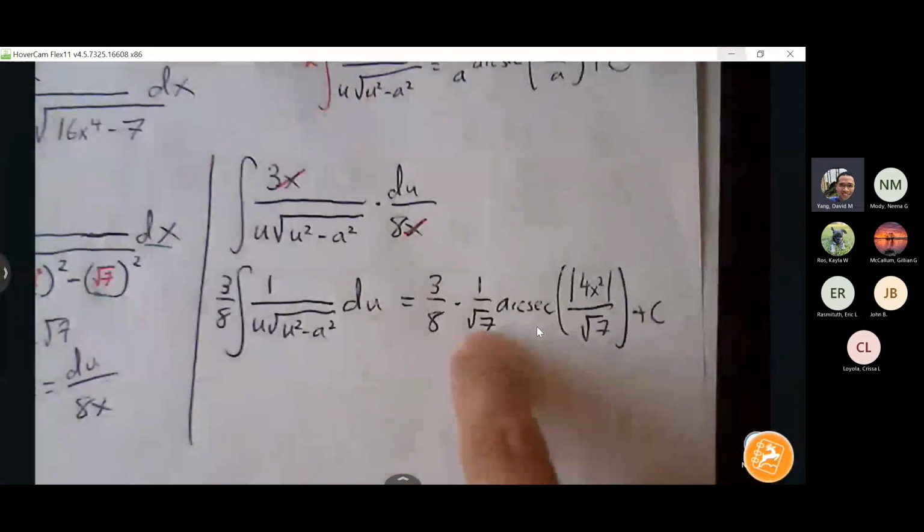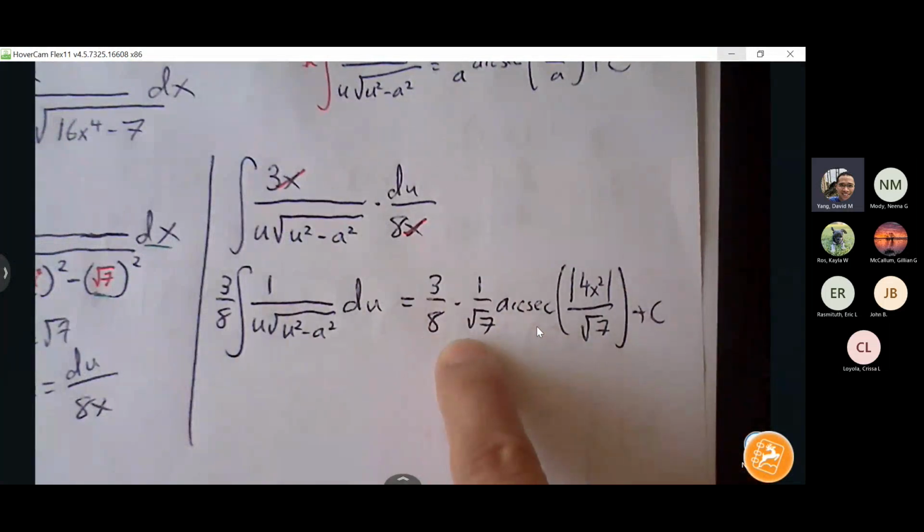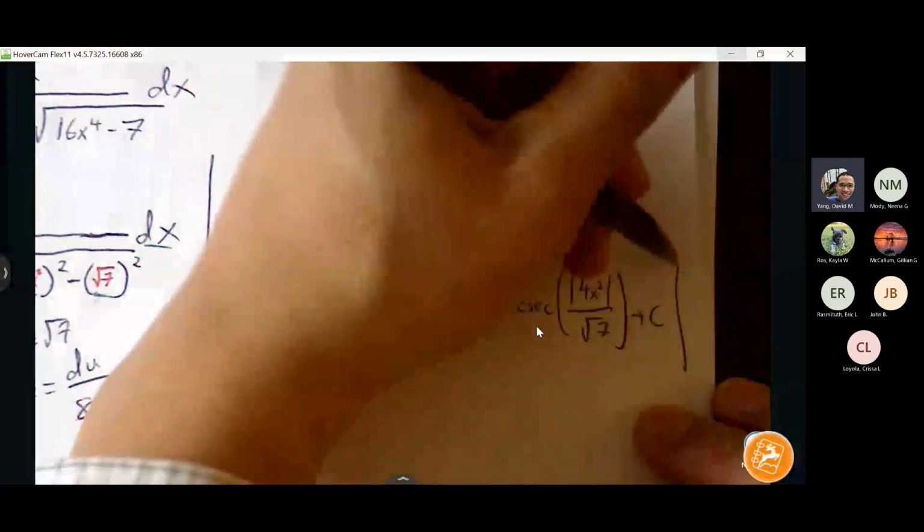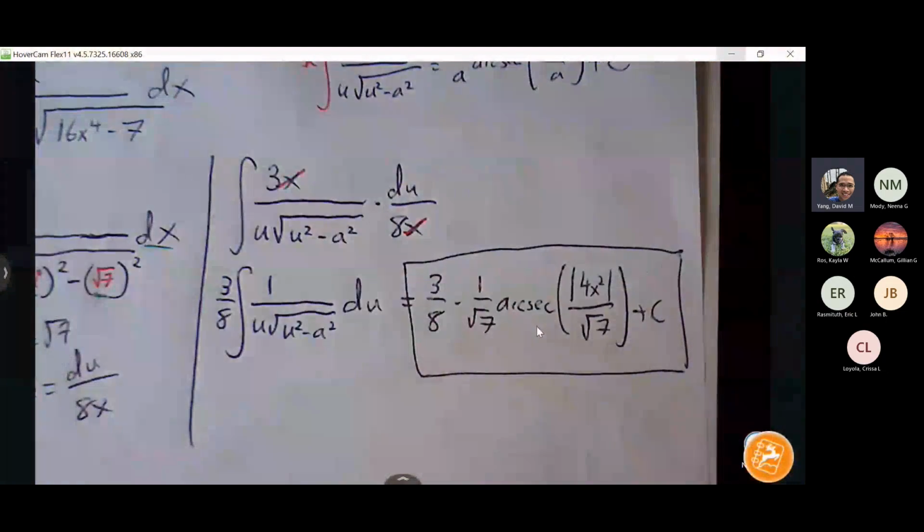Or we can pull this together and just put it under one fraction, 3 over 8 root 7. But no need to rationalize the denominator. You can leave radicals in the denominator.